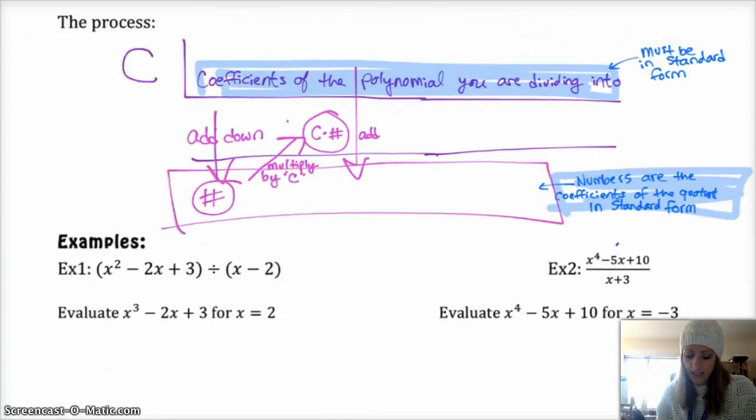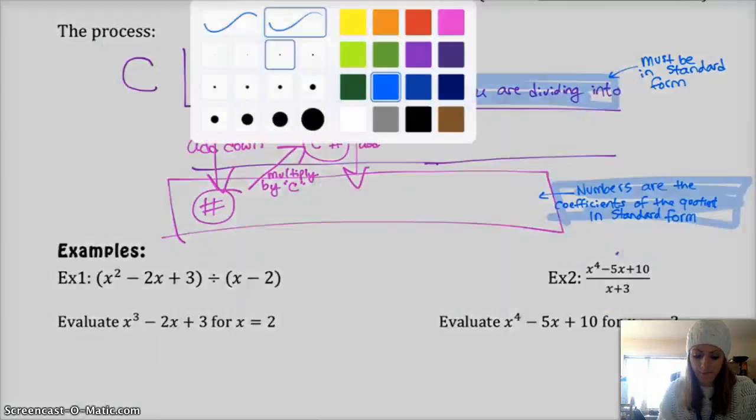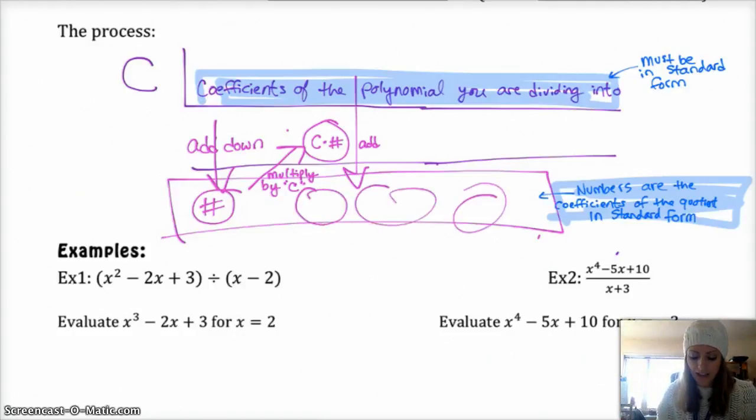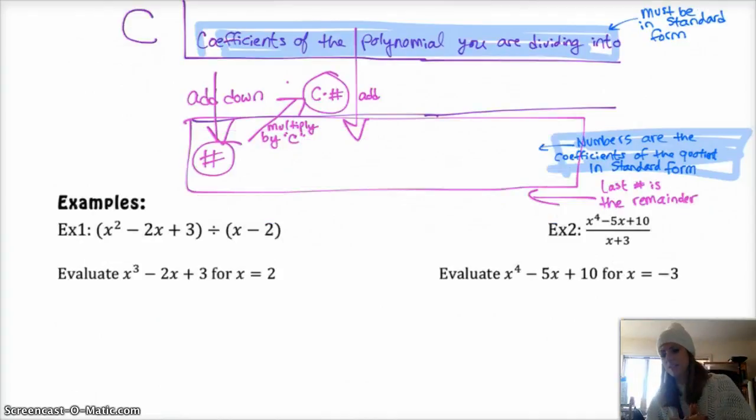And the really nice thing is that at the end you're going to get a bunch of numbers down here, and the last number is your remainder. Okay, it'll make more sense when we do an example.